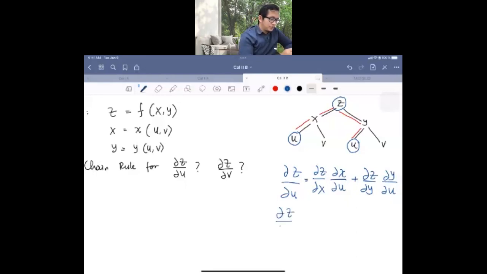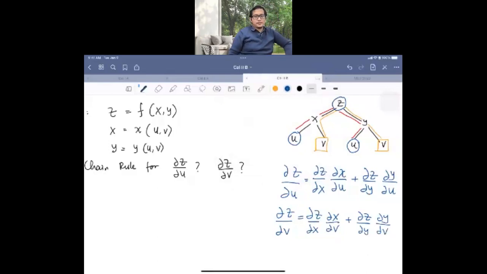And then dou z dou v can start with z and then v, like that. So we have dou z dou x and dou x dou v, plus dou z dou y and dou y dou v. Not really a problem, right? I think you can still follow.